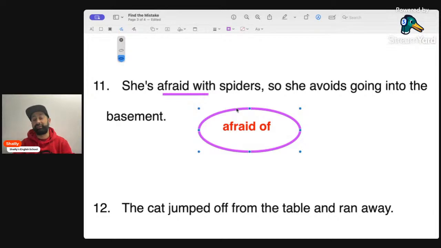So she's afraid of spiders. I'm afraid of bugs. I'm afraid of ghosts. I'm afraid of high places. I'm afraid of heights. So it's always afraid of, never afraid with. Make sure you remember that.